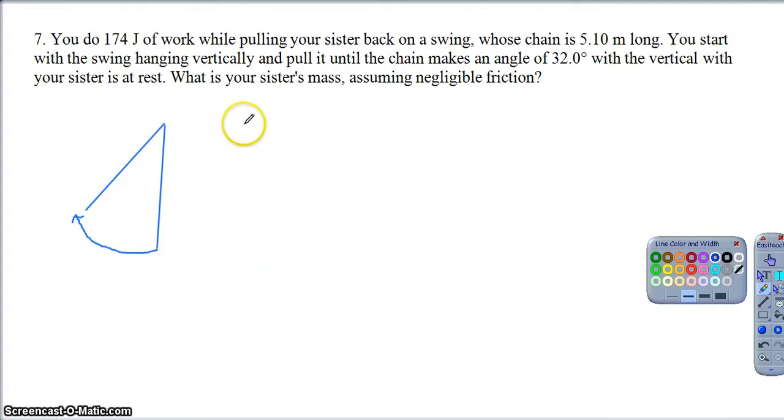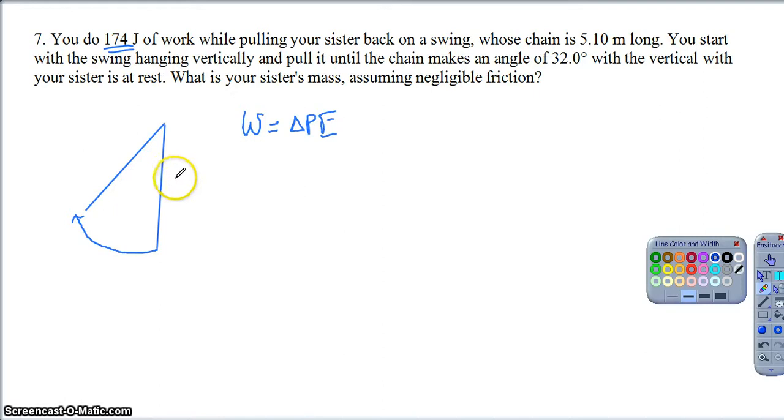Question 7, once again, has a key relationship here, that work is simply a change in energy. They give us the work that it took for us to pull the sister back, and really we just need to realize that that work is how much potential energy we've given her as we lift her to a higher location. Once you get that established, there is a little bit of trig, a little bit of triangle work we have to do here, but hopefully it's not a bad question.